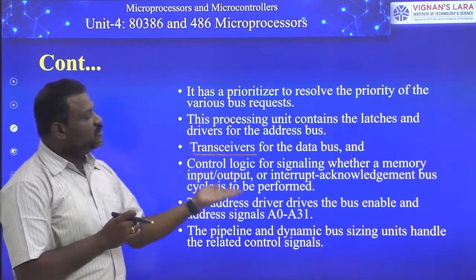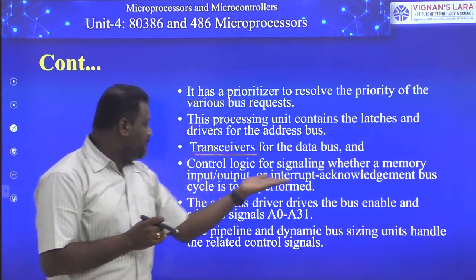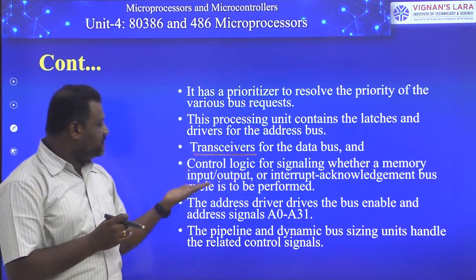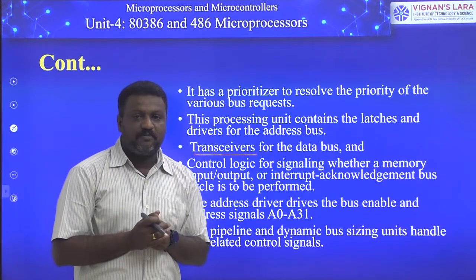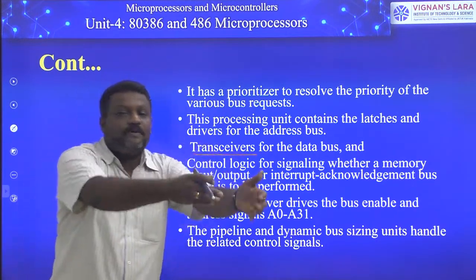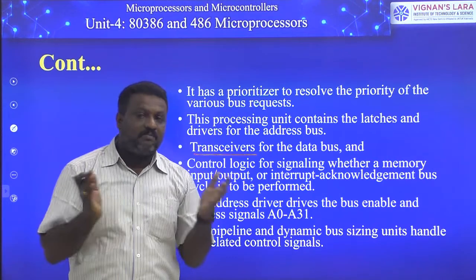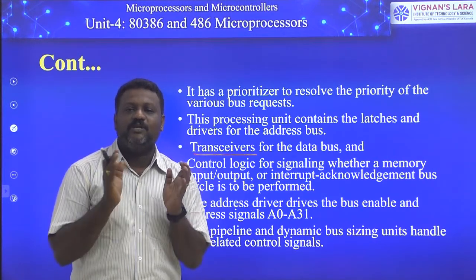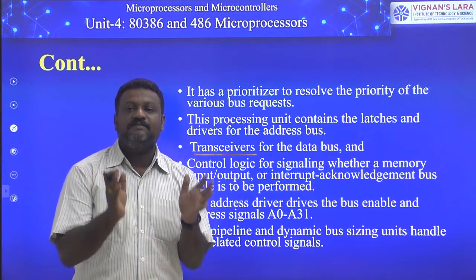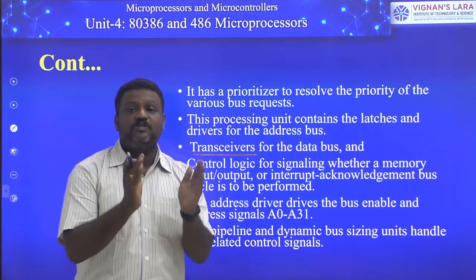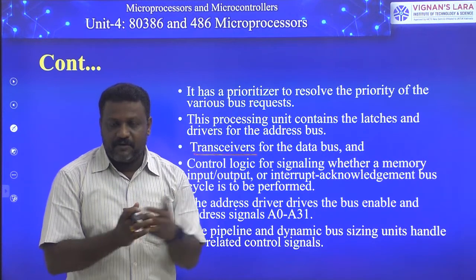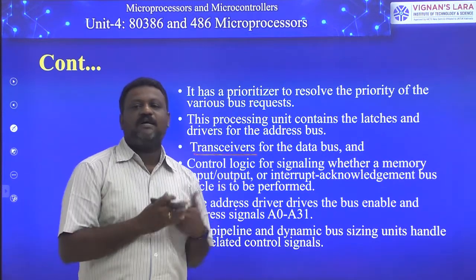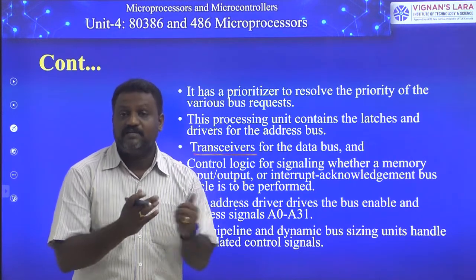And next, the control logic for signaling where a memory, input and output, or interrupt acknowledgement bus cycle is to be performed. That means if my operation is related to memory or to I/O, the control logic generates the required control signals necessary for the operation we are going to perform. For example, if I want to do a read operation on a memory location, my control logic circuit may generate a read signal.